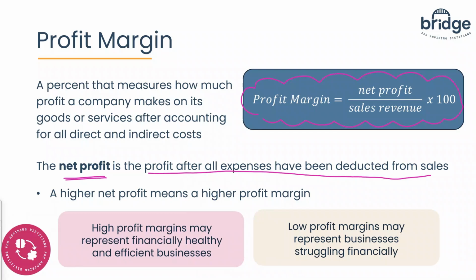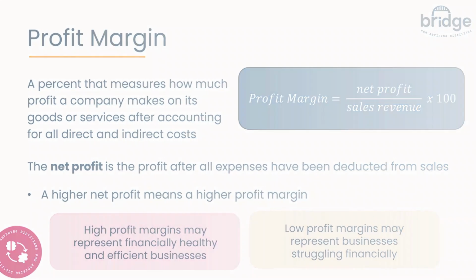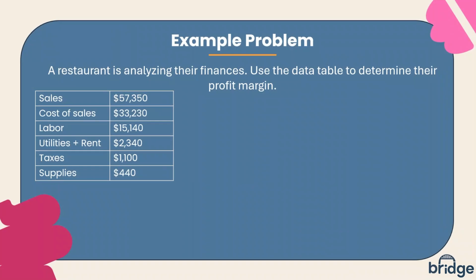So when we say profit margin, we're really asking what percentage of our revenue is profit. And we want our profit margin to be as high as possible to represent a financially healthy and efficient business. A low profit margin is not always a great sign. Let's try to work through an example.